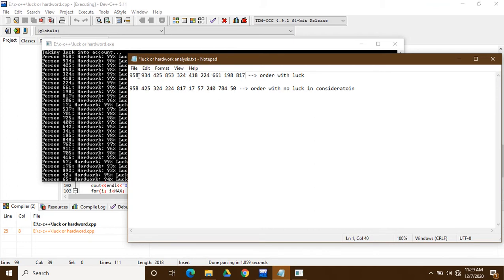So the first person has not changed, but 934, when luck was present, was among the top 10 successful people. But in the absence of luck, the first person here is no longer a top 10 successful person. Then we have 425, it's here. 853 is another person who was very lucky. So luck has accounted for these two people, 934 and person 853. It has made them attain a higher level of success, but they were not there if only hard work was taken into consideration. Then we have 324 has also appeared here.